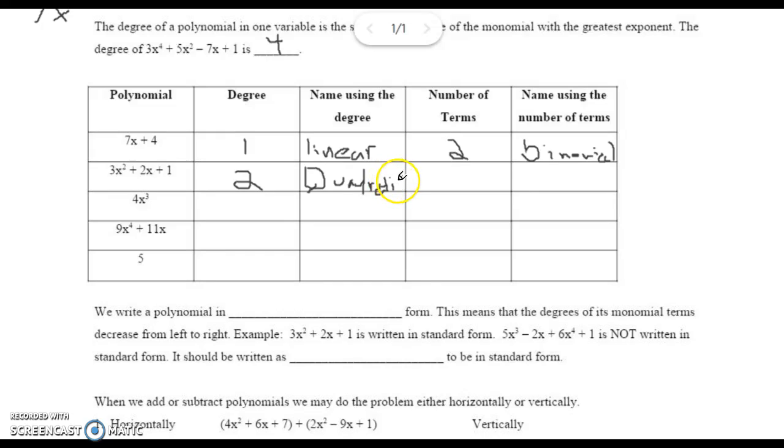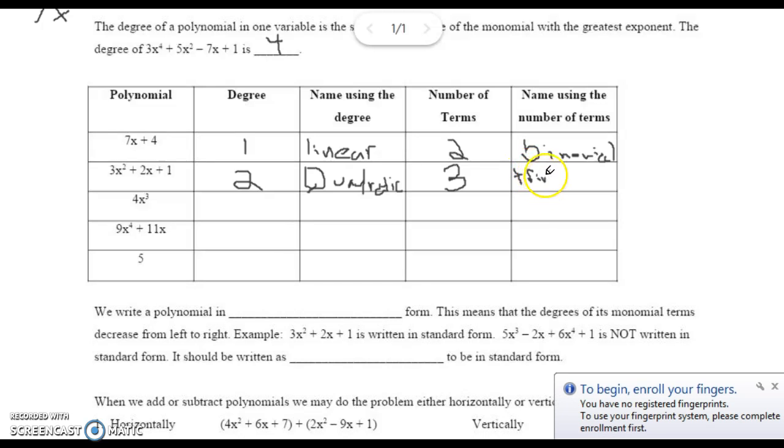Q-U-A-D-R-A-T-I-C. Once again, I really apologize for how ugly that looks. Okay? After you do that, let's look at the number of terms. We have 1, 2, 3 terms here. 3 monomials being added together, which would make this a trinomial. Trinomial, just like my handwriting needs to try a little bit harder. Trinomial. Okay? That's kind of what I want you to do to fill out this chart.